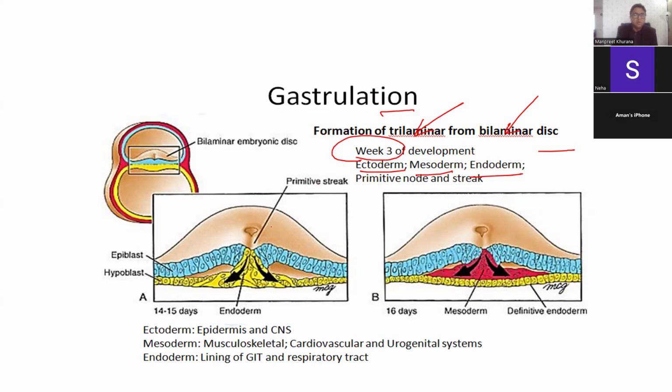So now we know what the primitive streak and primitive node are, and what is happening: epiblastic cells are moving. This is the bilaminar embryonic disc, and the cells are invaginating, going inside and in between, and forming mesoderm, endoderm, and ectoderm.